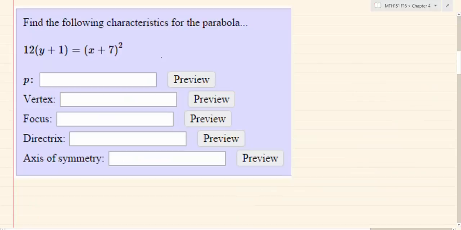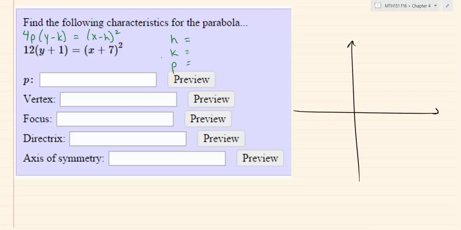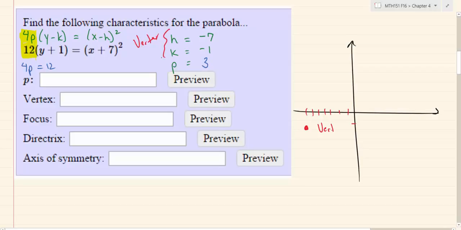Find the following characteristics for this parabola. What is h? What is k? And what is p? So what's h? Negative 7. What is k? Negative 1. And what is p? Yeah, p is equal to 3. You know that, like if you look at the yellow region, you know that 4p has to equal 12. So now we know h, we know k, and we know p. So let's make a sketch. So this is our vertex.